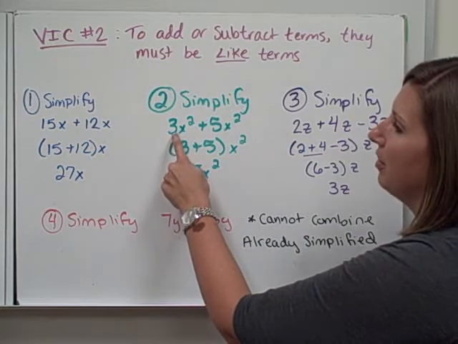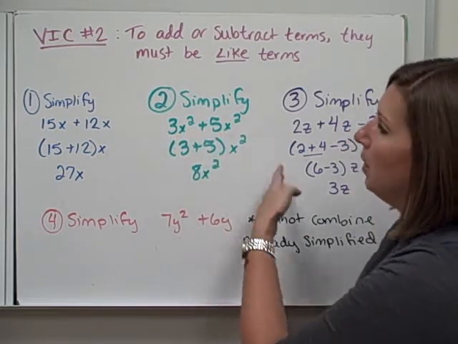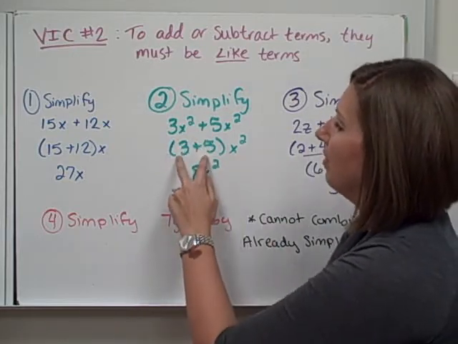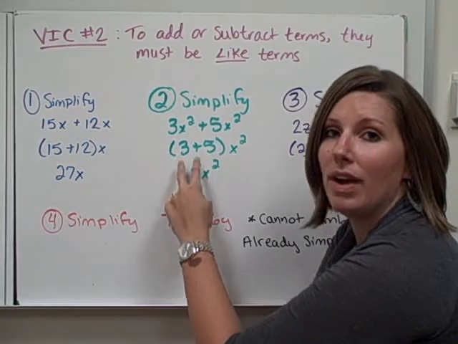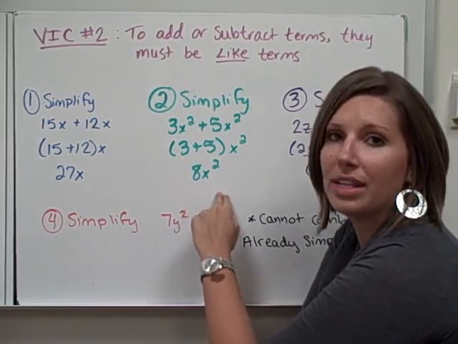Here, I've got 3x squared plus 5x squared. If I pull out or distribute out an x squared, what do I have? I've got 3 plus 5. Well, 3 plus 5 is 8. So that means I've got 8x squared.